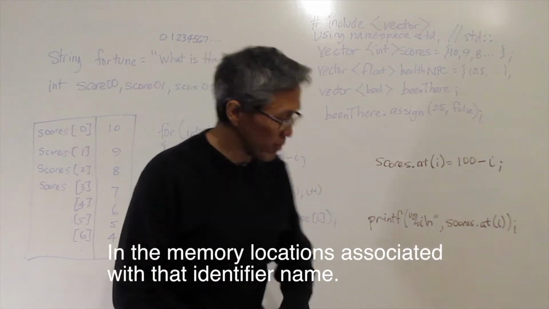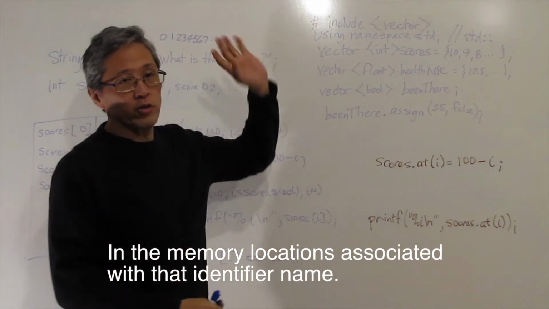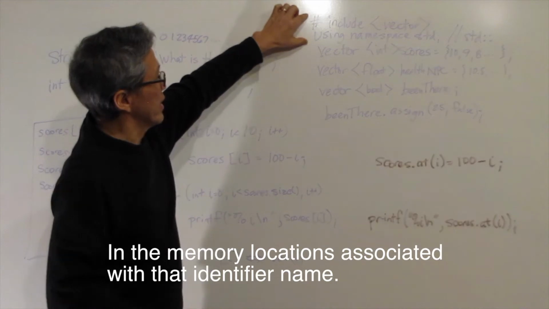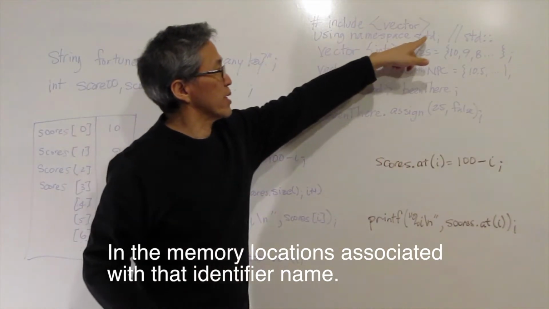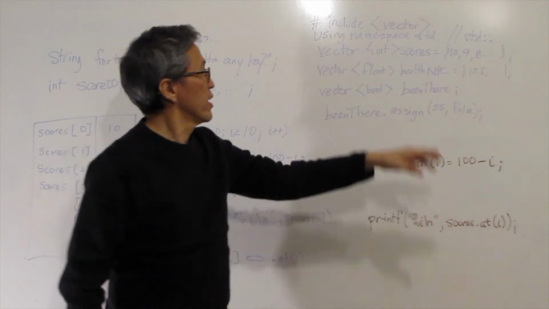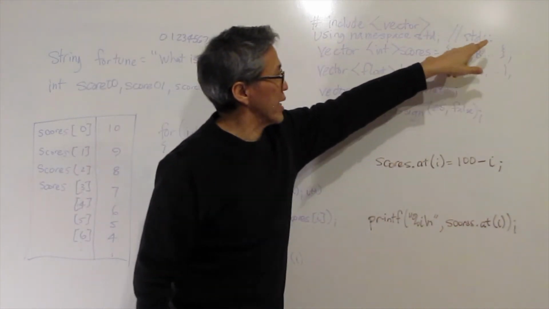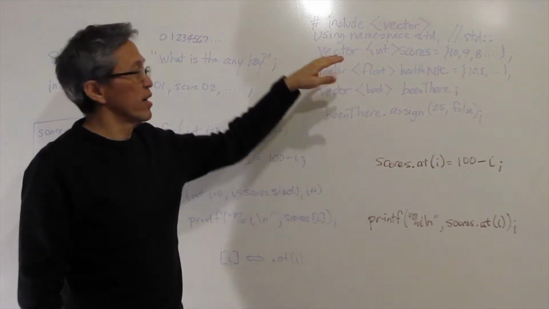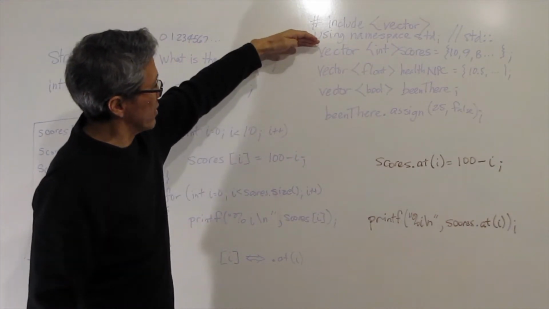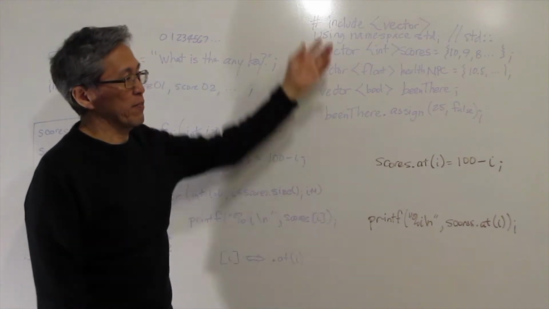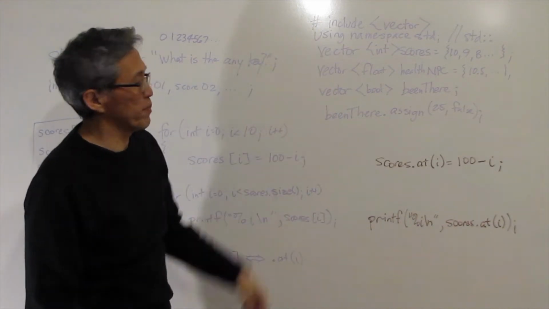So here we have a couple examples. This is how you use it. I have my include vector. And then I have this using namespace std. Now, if you don't do that, every time you use vector, you have to put std:: in front of vector. All this stuff down here would be in my main. I didn't put the main up there, but all that stuff would be in the main.